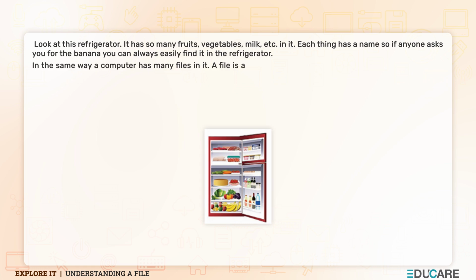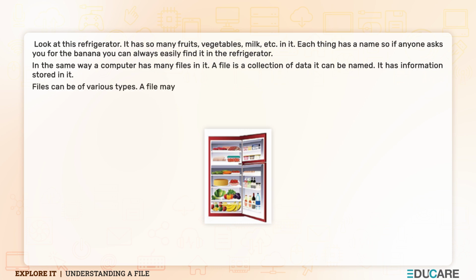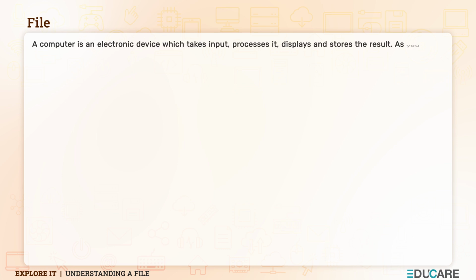A file is a collection of data. It can be named. It has information stored in it. Files can be of various types. A file may be a text, image, video, audio, or even a game.